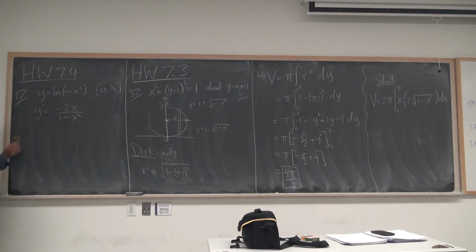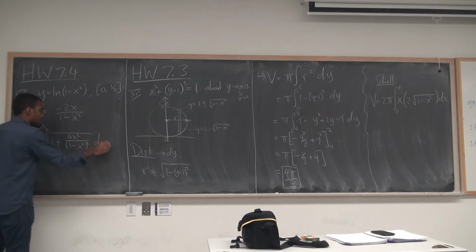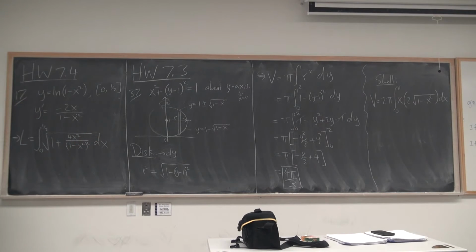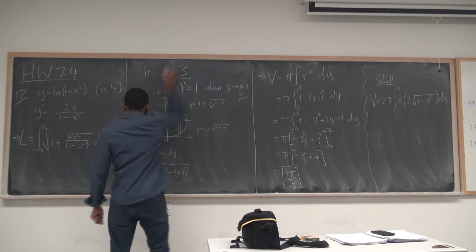So then you're going to throw that into your formula. So this L is going to be the integral from 0 to 1/2 of the radical of 1 plus this guy squared, which is going to be 4x squared over (1 minus x squared) squared. Okay? Looks kind of nasty. Is it too nasty? Can we do something here? Yeah. What would you do?